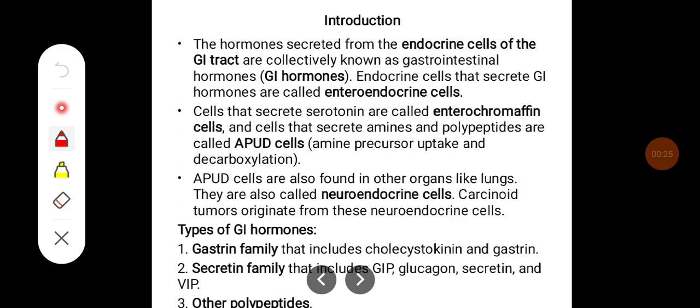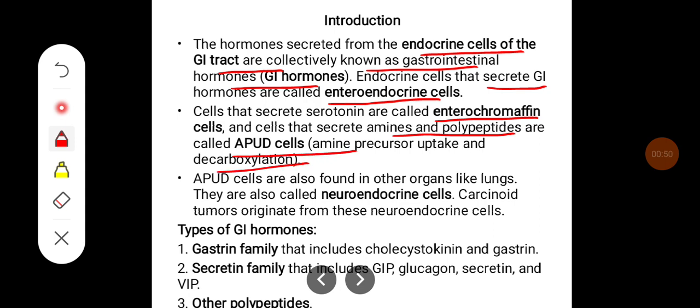The hormones secreted from the endocrine cells of the GI tract are collectively known as gastrointestinal hormones. Endocrine cells that secrete GI hormones are called enteroendocrine cells. Cells that secrete serotonin are called enterochromaffin cells, and cells that secrete amine and peptides are called APUD cells, that is, amine precursor uptake and decarboxylation.